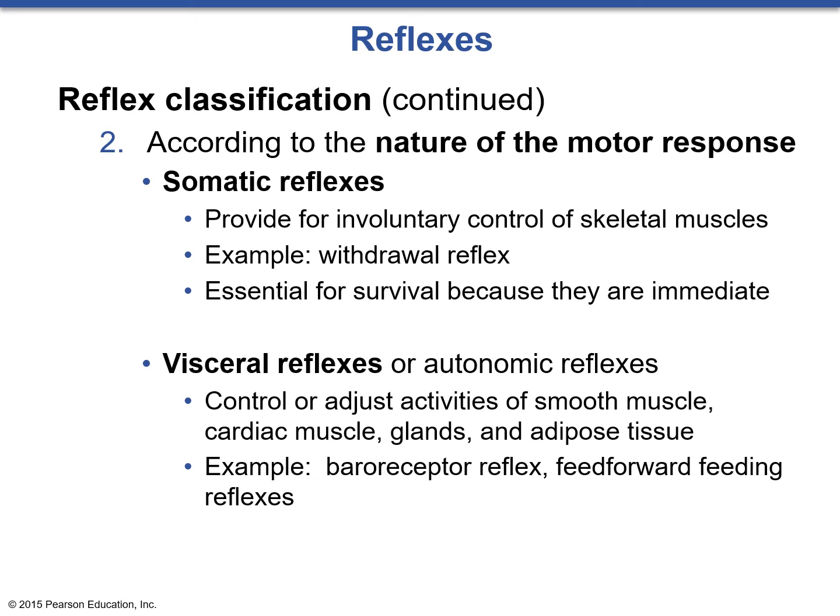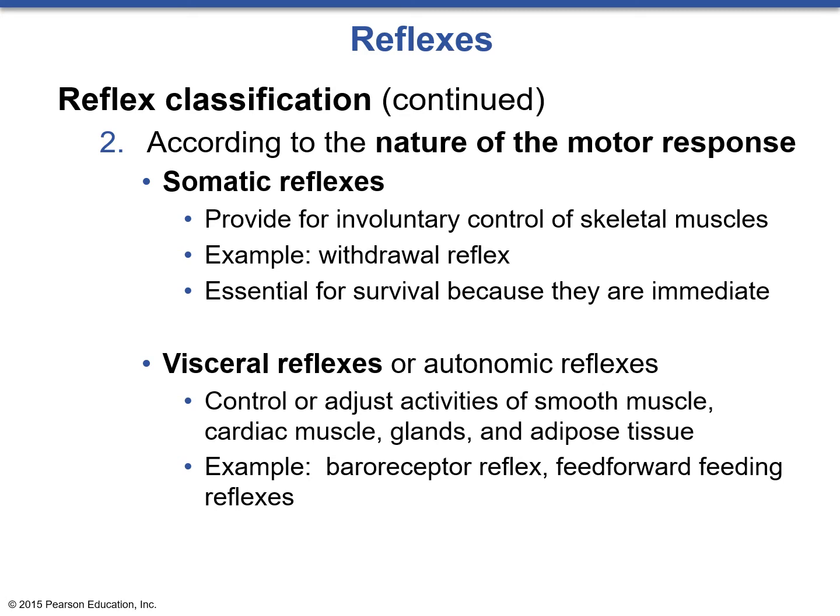In the second classification, we have the nature of the motor response. This can either be somatic or visceral. Somatic reflexes deal with the body, and they provide for involuntary control of skeletal muscles. An example of this, of course, is the withdrawal reflex. We are going to use our skeletal muscles in a rapid, reflexive manner to withdraw ourselves from pain. This is essential for survival because they are immediate and they don't require processing time.